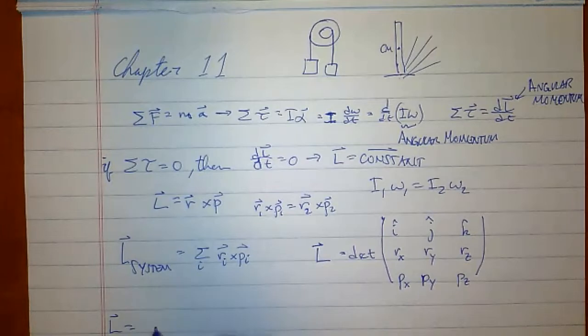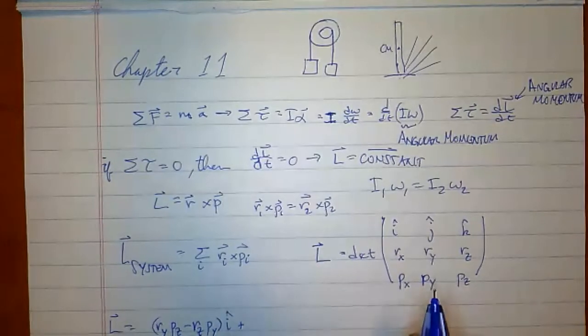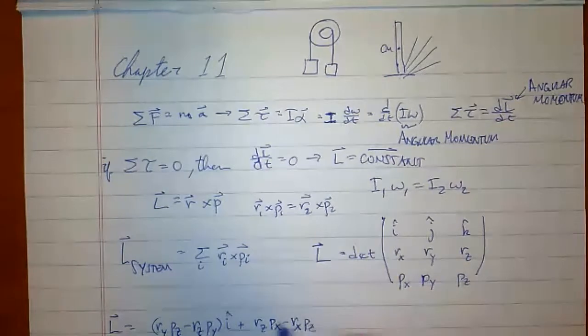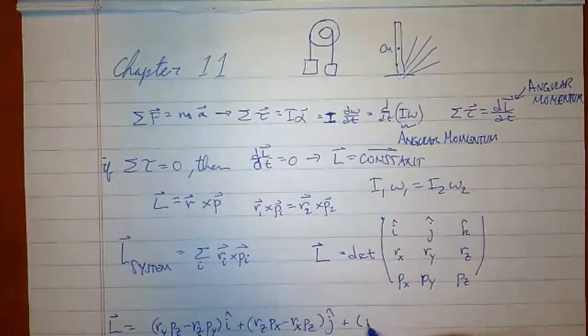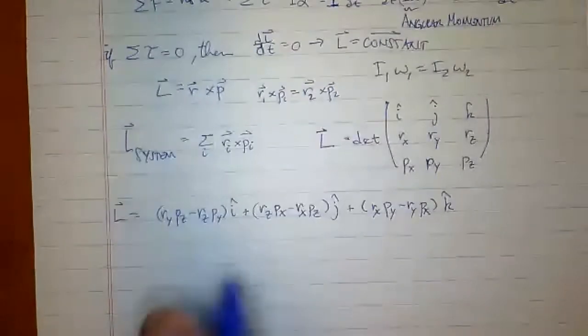I'm going to get RyPz minus RzPy in the i hat direction, plus now we're going to do the j hat direction. So I'm going to get RzPx minus RxPz in the j hat direction. And then finally, RxPy minus RyPx in the k hat direction. So that's what our angular momentum vector is.